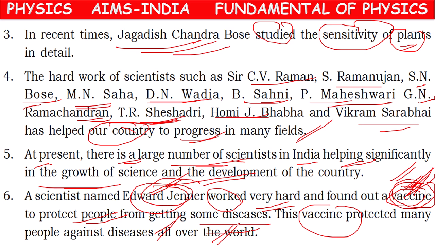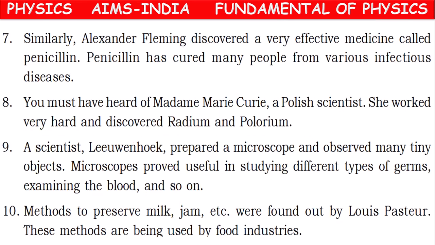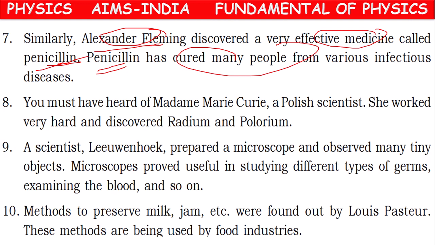Even for coronavirus, we are still in search of a vaccine. Even the country Russia is trying to find the vaccine. Once we find the vaccine, then we can stop the virus. Similarly, Alexander Fleming discovered a very effective medicine called penicillin. Penicillin cured many people from various infectious diseases.